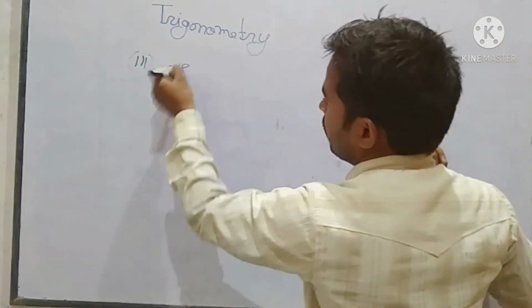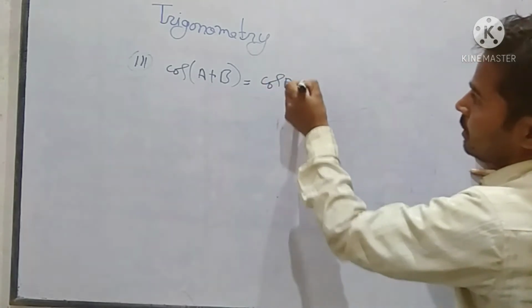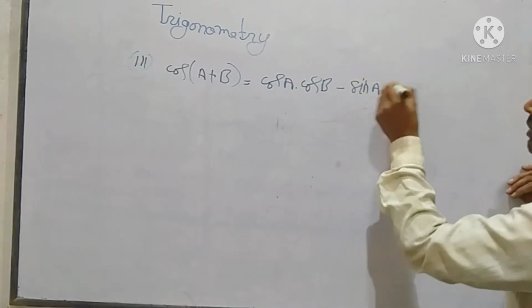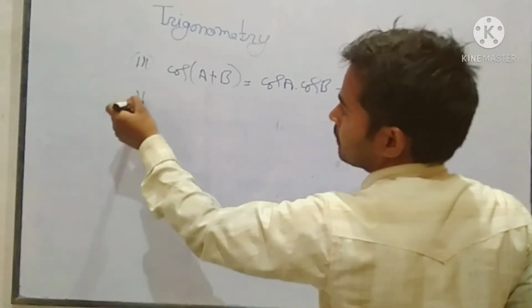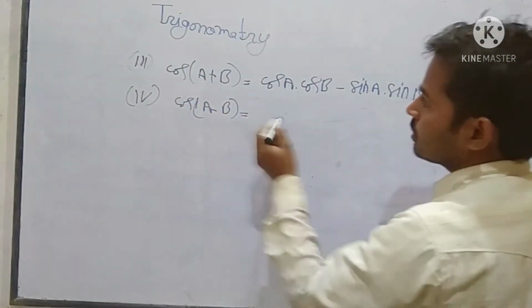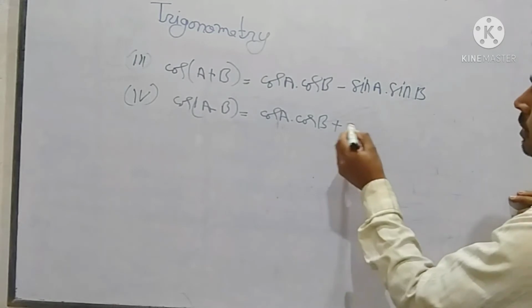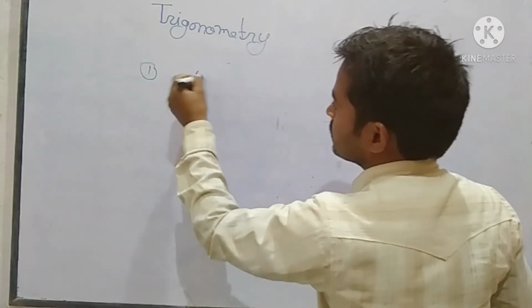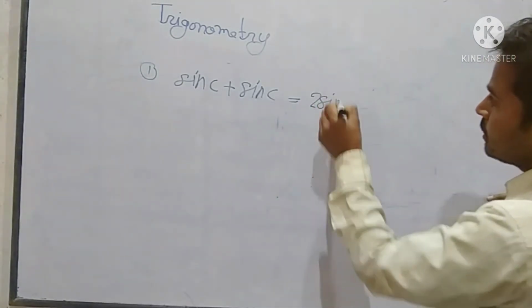Third, cos(A+B) = cos A cos B - sin A sin B. So the fourth formula is cos(A-B) = cos A cos B + sin A sin B.